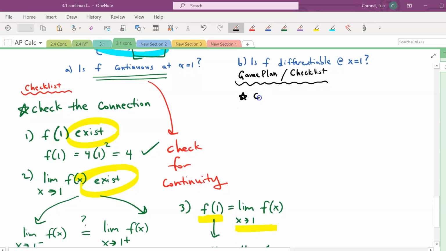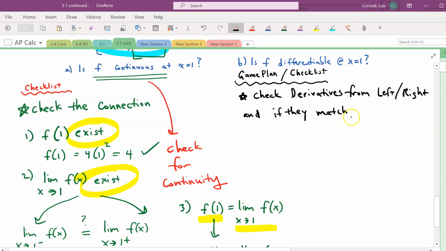We got to check derivatives from the left and right. We want to make sure that the slopes are the same, that the derivative from the left part of the graph is the same as the right part of the graph. So, check derivatives from left and right, and if they match, f is differentiable.